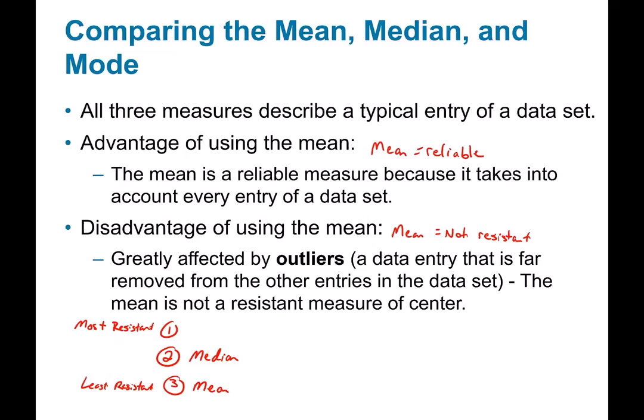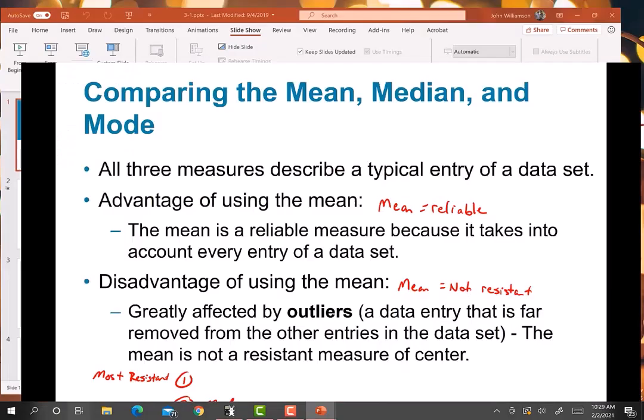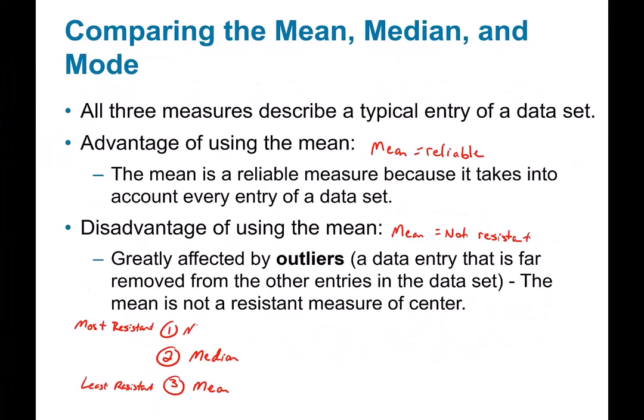The one that's the most resistant to outliers, because it really doesn't care where the data value occurs, it doesn't care what the values of the data are, is the mode. So our mode is the most resistant to outliers.